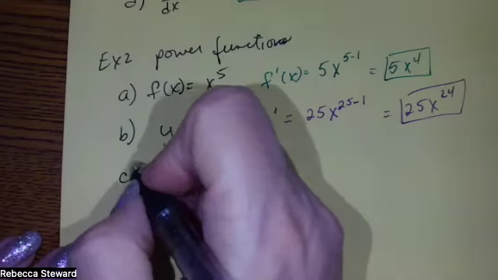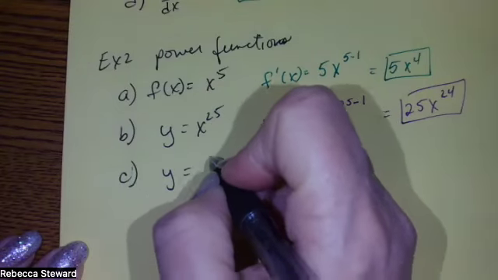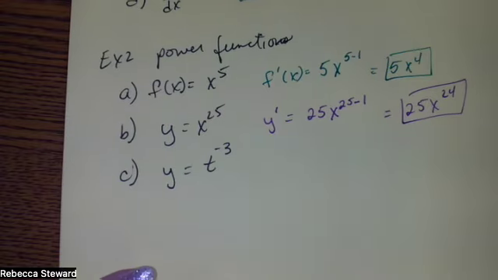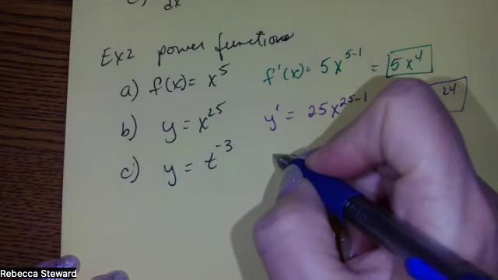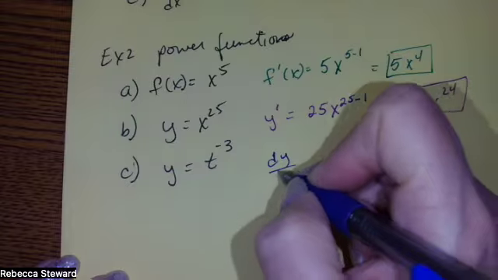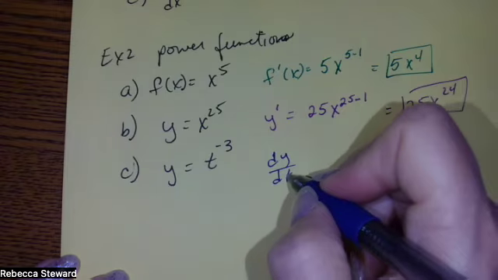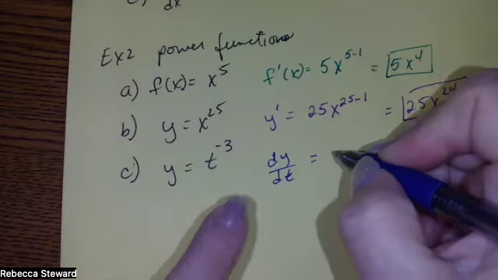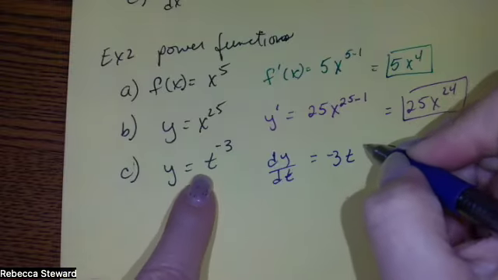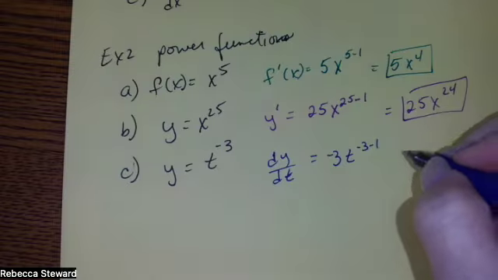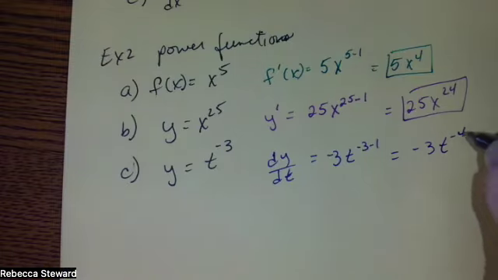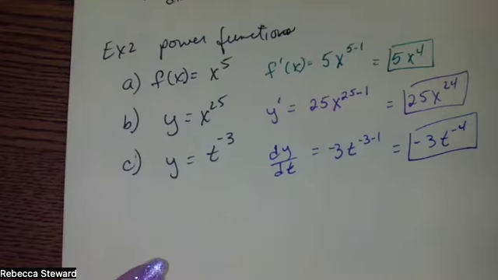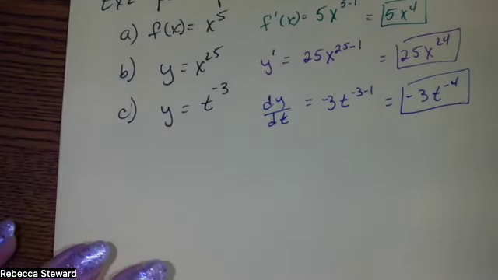All right, C. We have y is equal to t to the negative 3. So this will get us dy dt, because this one's with respect to t, is equal to negative 3 t to the negative 3 minus 1. So this will get us negative 3t to the negative 4. So it doesn't always have to be x.